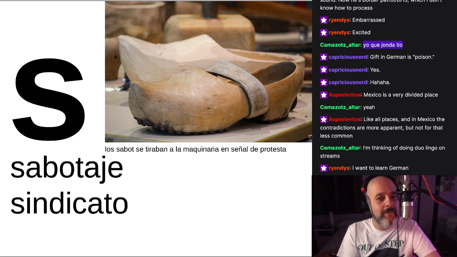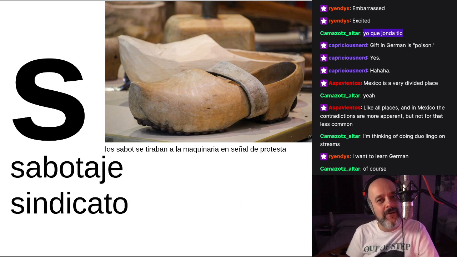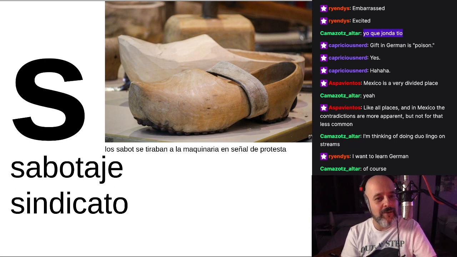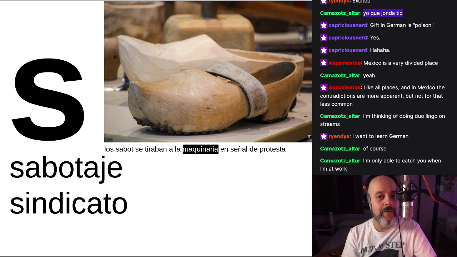Yeah, so S, sabotaje. Sabotaje is a sabotage, which comes from the word sabot. Sabot were these wooden shoes that you can see in the picture, which were very common in Europe in the old times. And during the Industrial Revolution, those workers would throw the sabot into the machinery to clog it and break it down, as a means of protest. As I say in the caption here: los sabot, the sabot, se tiraban, they were thrown, a la maquinaria, to the machinery, en señal de protesta, in signal of protest.